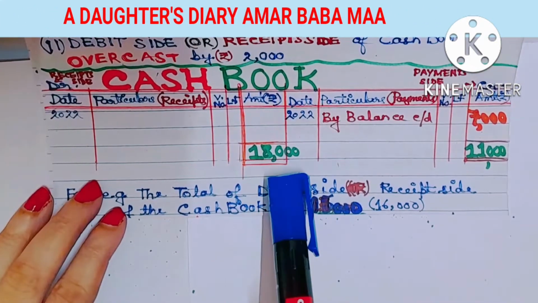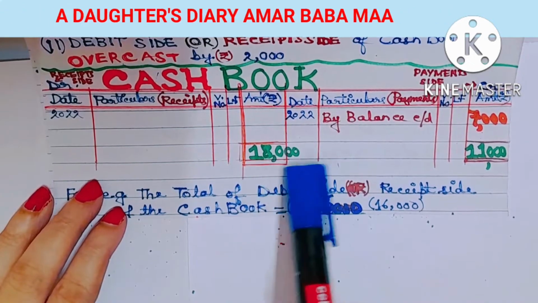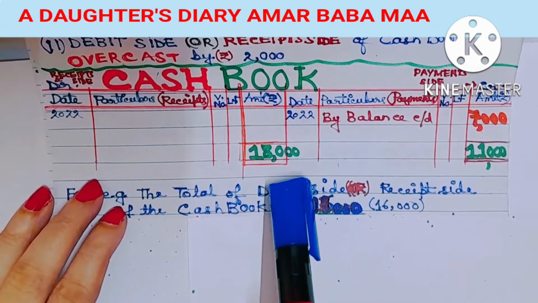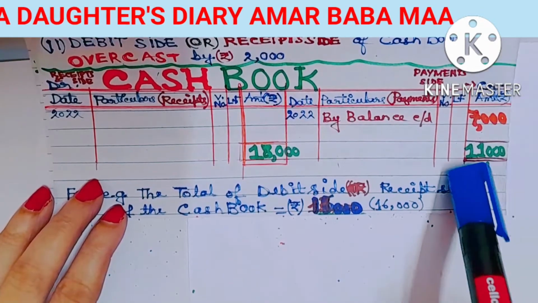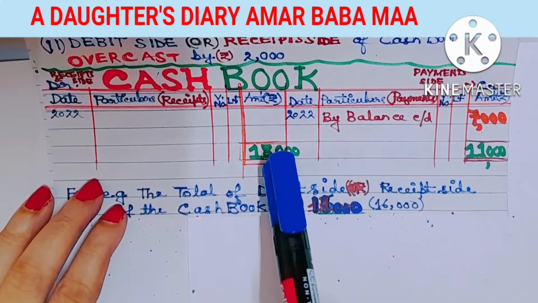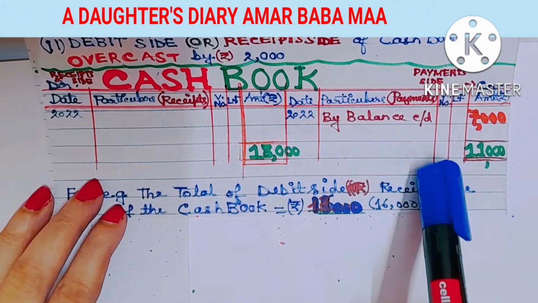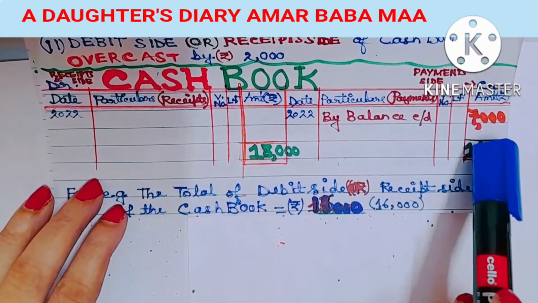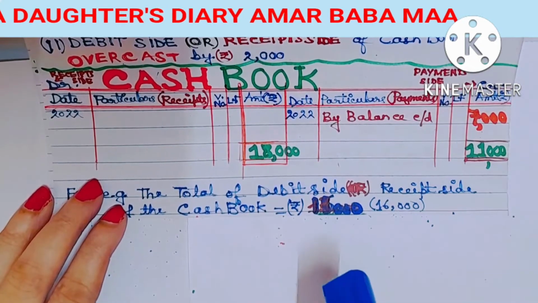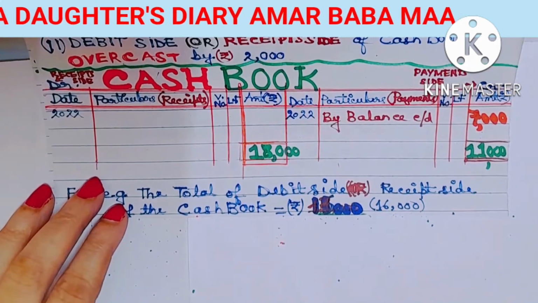Instead of 16,000, the businessman has written 18,000. The total is a mistake. So 18,000 is the receipt side and the payment side is 11,000, which is correct. So 18,000 minus 11,000 is equal to 7,000. So cash book balance is 7,000, which has increased by rupees 2,000. Let me show you the passbook balance.